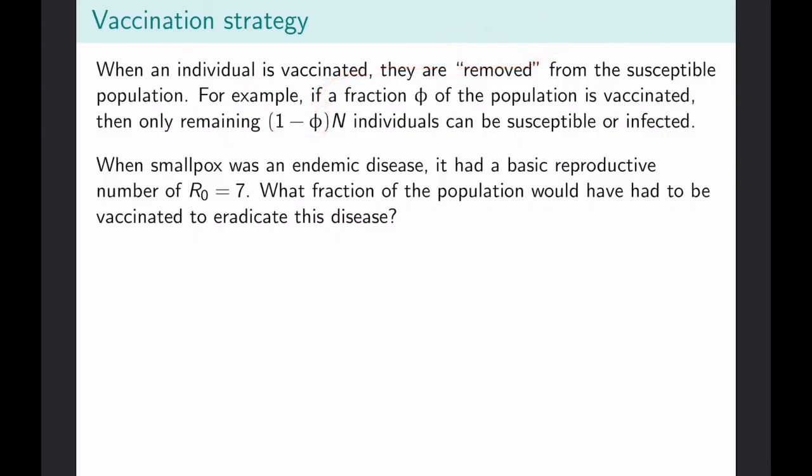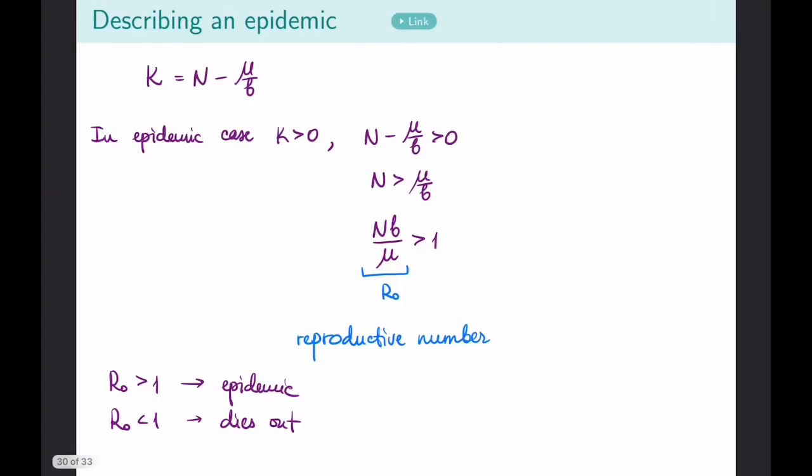When smallpox was an endemic disease, meaning constantly present in the population, not necessarily as an epidemic, but just as a live version, it had the basic reproductive number of 7, which means that one infected individual could infect, on average, 7 other people with the disease. The question here is to think about what is the number of people we need to vaccinate to, in fact, eradicate this disease entirely. So let's think back to the definition of R0, which was this formula right here.